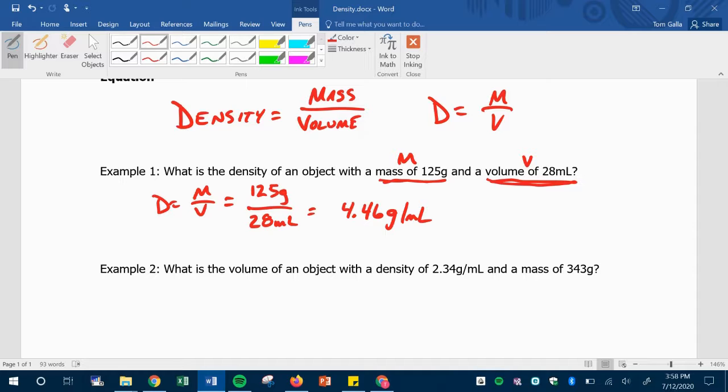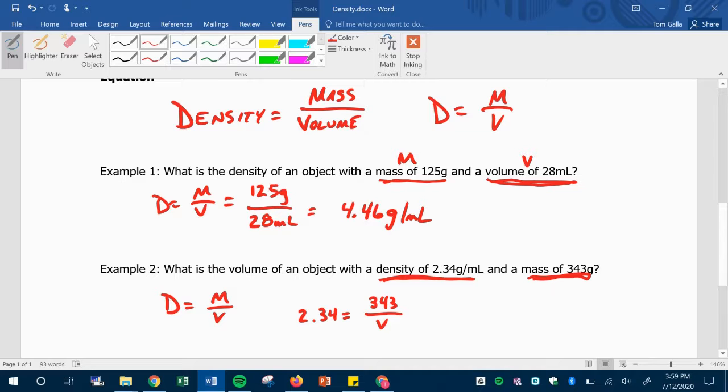So our next example says, what is the volume of an object with a density of 2.34 grams per milliliter and a mass of 343 grams? So let's kind of think about this then. So density is equal to mass over volume. Now this time it says we're given a density of 2.34 and a mass of 343. So now when we plug these numbers in, we have 2.34 is equal to 343 divided by our volume.